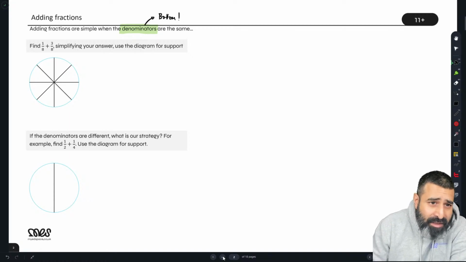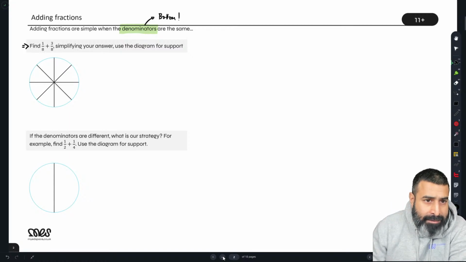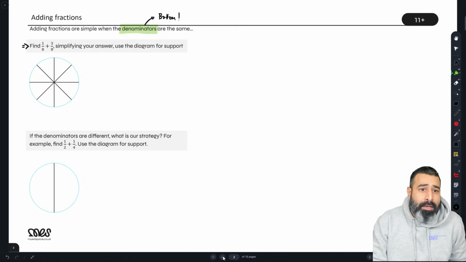Okay, really, really good. So then we have a question. Can we find 1/8 plus 3/8? Simplify your answer and use the diagram for support. Okay, so we've got a circle here.